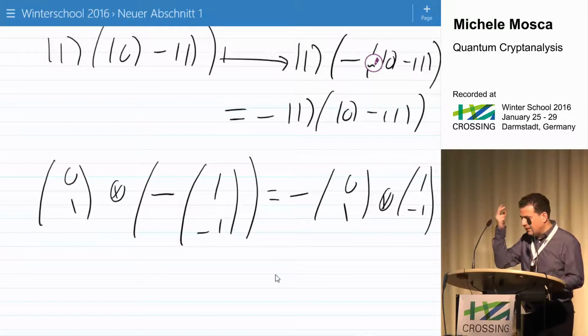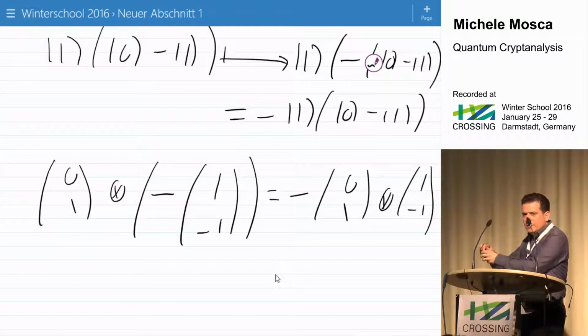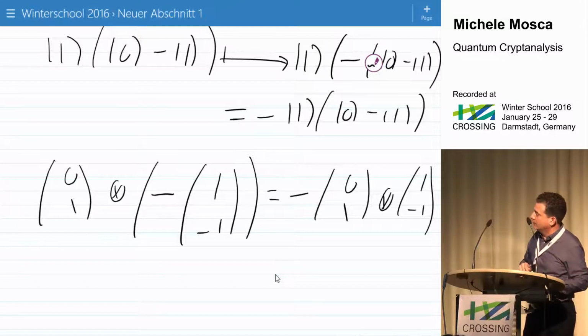So physically, it seems counterintuitive because you think physically this minus sign is somehow floating around the second qubit. But it's just as well you could associate it with the first qubit.